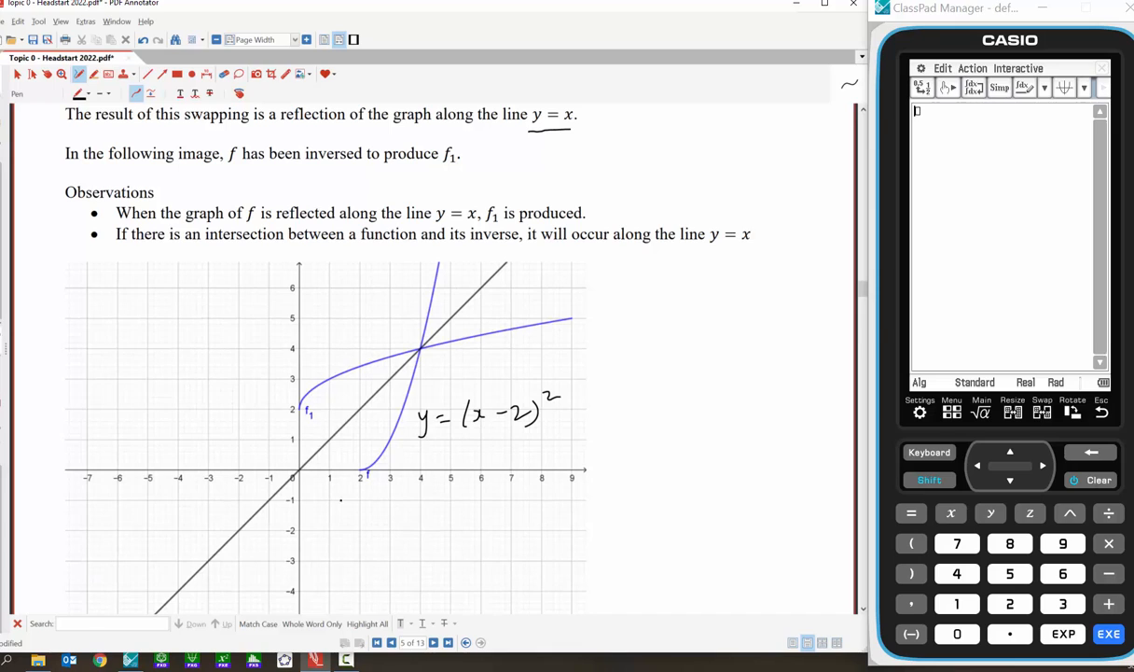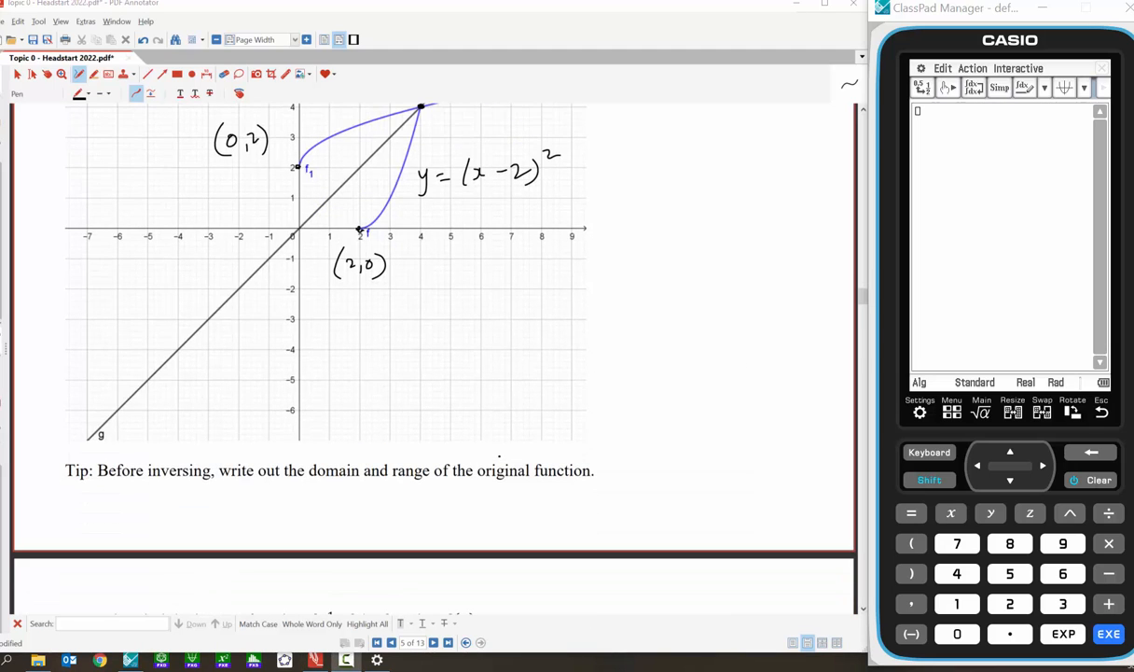Now when I inverse it, note that this coordinate here is 2, 0. When I swap x and y, this is the coordinate, so 0, 2. So that point there goes to that point there, and all the other points swap around. So what we get is this reflection along the line y equals x. And the really important observation is that if there is an intersection between the inverse and the original function, it'll always occur along the line y equals x. So see, this is where they intersect each other, and it's no accident that they intersect along the line y equals x.